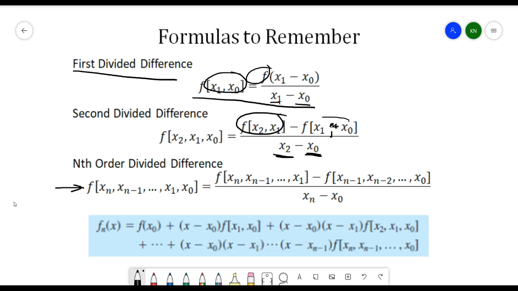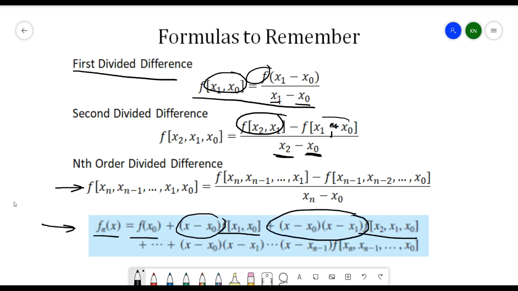So that being said, we have this formula here in solving for the nth order of our Newton's polynomial. We have f sub n of x equals f of x sub 0 plus f of x sub 1, x sub 0 multiplied by x minus x sub 0, plus f of x sub 2, x sub 1, x sub 0 multiplied by x minus x sub 0 and multiplied by another x minus x sub 1, and so on and so forth.